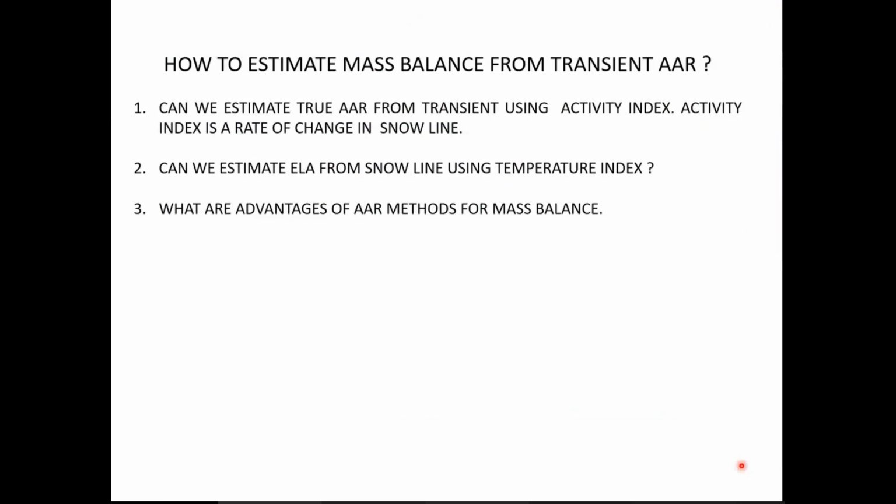There are some questions that you can look at. Can we estimate the AAR from the transient snowline using the activity index? The activity index is a ratio of change in snowline. Can we estimate the ELA from the snowline using a temperature index? And what are the advantages of the AAR method for mass balance? So these are the small things you can look into.